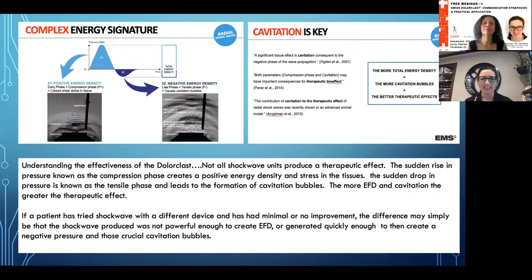So we see a sudden rise in pressure, and that's called the compression phase. This creates a positive energy density, and we can see that in the graph there. I can bring my mouse across here. You can see this really high pressure, and that has to happen so quickly. This happens with the DolorClast, and as a result, it causes some stress in the tissues. When we say stress, we also compress the actual head of the DolorClast into the tissues, so we're making sure that the shockwave goes into the person and not back into us as the practitioner.